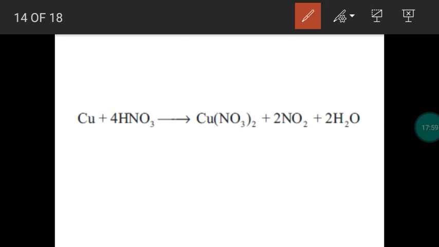When copper reacts with concentrated nitric acid, because in the previous reactions we studied that copper is reacting with dilute nitric acid. With the dilute nitric acid, NO is produced. Now when copper reacts with the concentrated nitric acid, we get the salt copper 2 nitrate with the liberation of nitrogen dioxide. 1 mark. So which gas is liberated when copper reacts with concentrated nitric acid? NO2 gas.